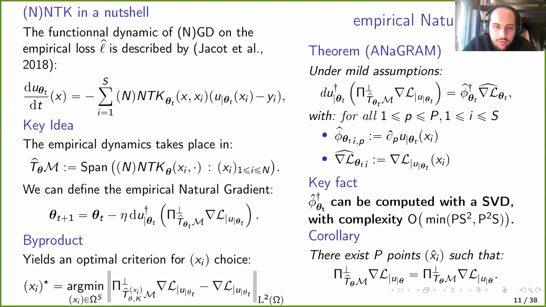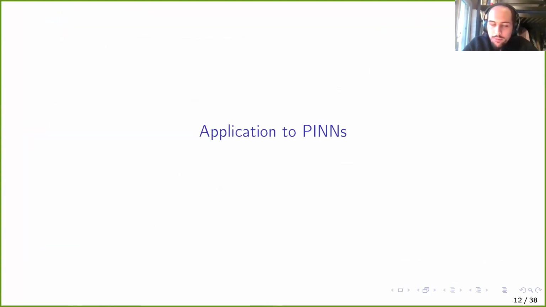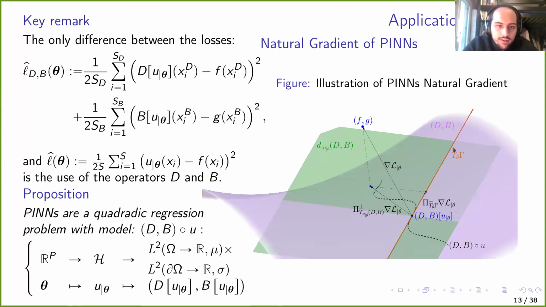Okay, so how can we apply it to PINNs? Well, the idea is that we just check the two losses here, the traditional MSE regression loss and the PINNs loss, and we see that essentially the only difference is that in this loss the terms D and B appear. So one way to extend our previous work is just to say that PINNs are essentially an L2 regression problem.